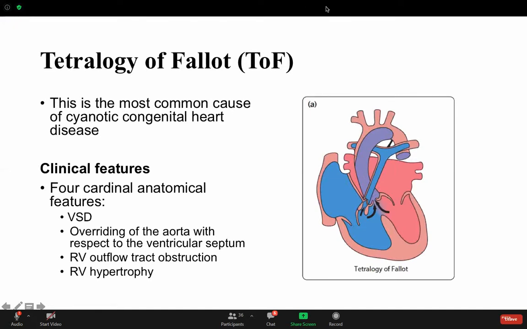أوكي؟ هذا التترالوجي of Fallot. من اسمه تترالوجي إنه 4 أشياء. أوكي؟ هذا most common cause of cyanotic congenital heart disease. تترالوجي معناته 4. الفالو لهذا العالم اللي اكتشف الحالة هذه وشخصها. عندهم VSD ventricular septal defect، عندهم overriding aorta to the respect to the ventricular septum.